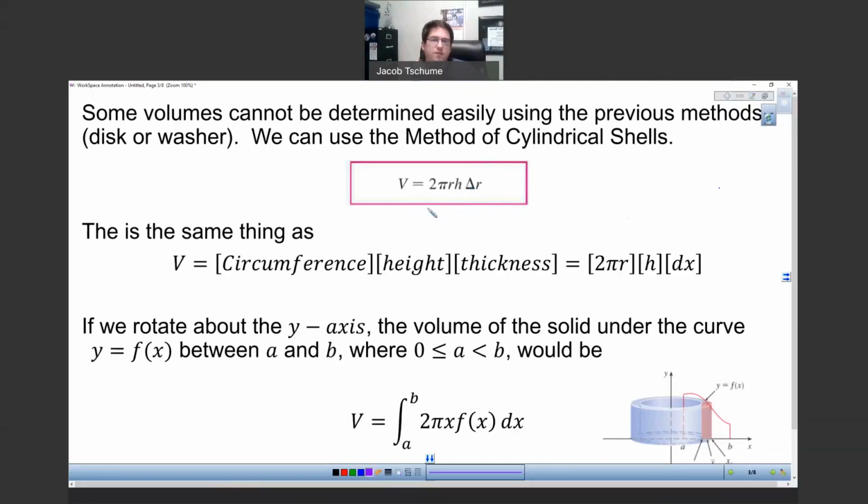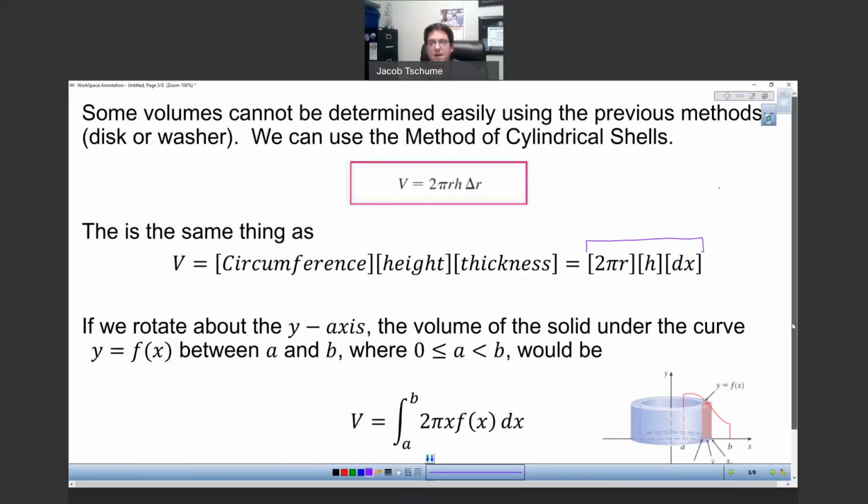The volume formula for cylindrical shells is 2 pi times the radius times the height times the rate of change, or delta r. You can also think of it in this form, where 2 pi r is just the circumference of the circle that we're revolving around, h is the height of your function, and delta r, or in our case dx, is the thickness of the shell that you're trying to form.